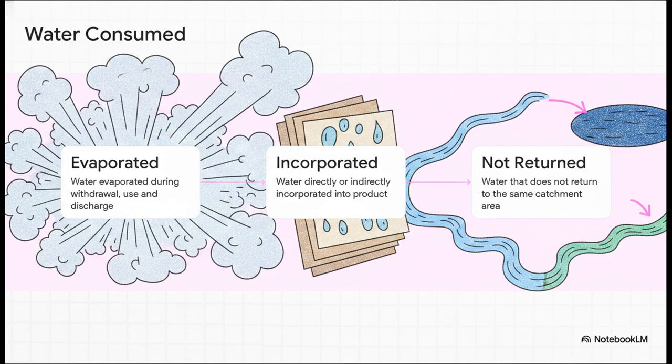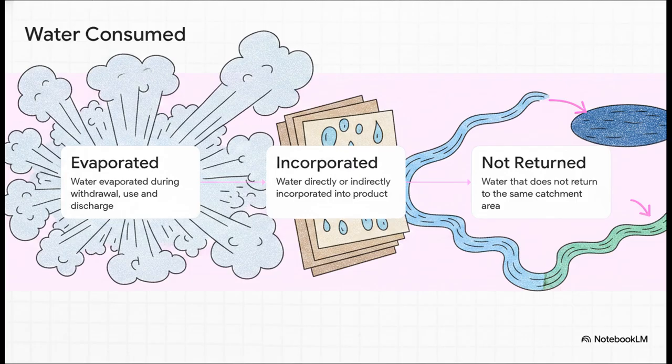Okay, so the crucial point here is how we actually calculate consumption. You start with your total withdrawal, but then you have to categorize it. Under the standard, water consumption strictly includes three things. First, and this is a big one, water that evaporates during withdrawal, use, and discharge. In an industry that is so heavily reliant on steam generation and cooling, evaporation is massive, and yes, it counts as consumed. Second, water that is directly or indirectly incorporated into the actual paper or pulp product.